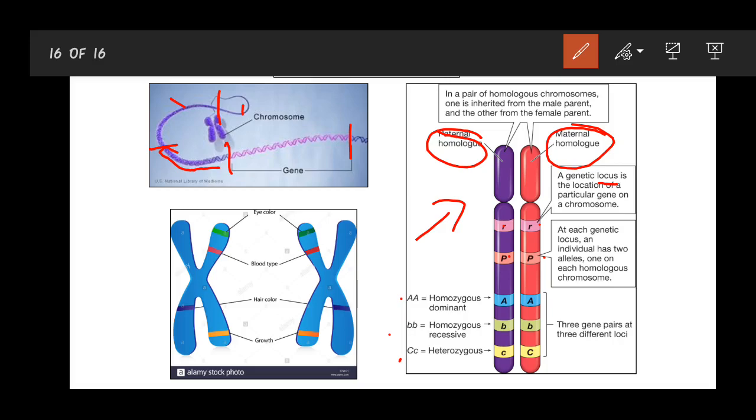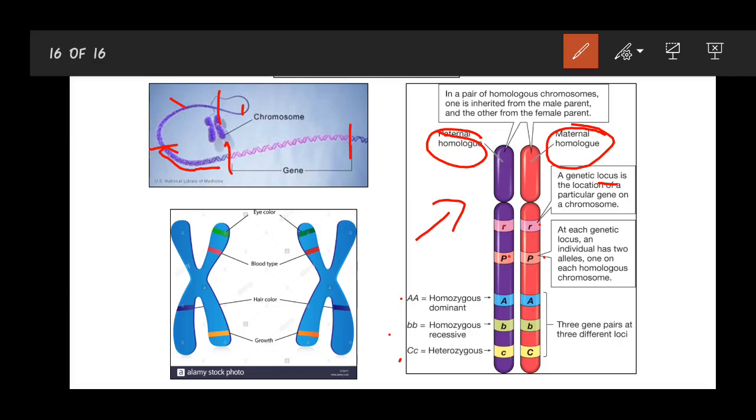So that is also locus. At each genetic locus, an individual will have two alleles, one on each of the homologous chromosomes. So here there are differences that is given here. And the other terminologies used are homozygous and heterozygous.